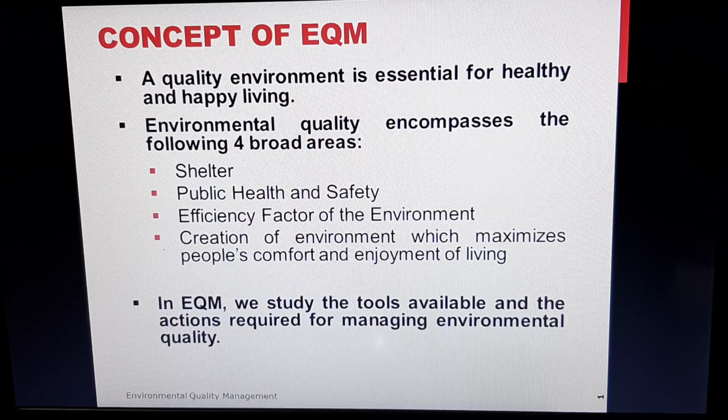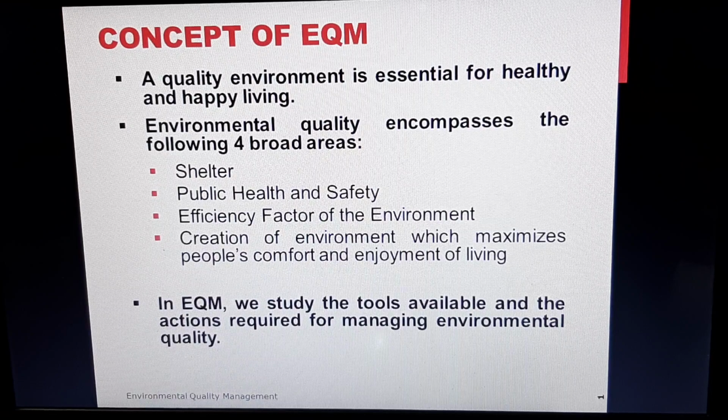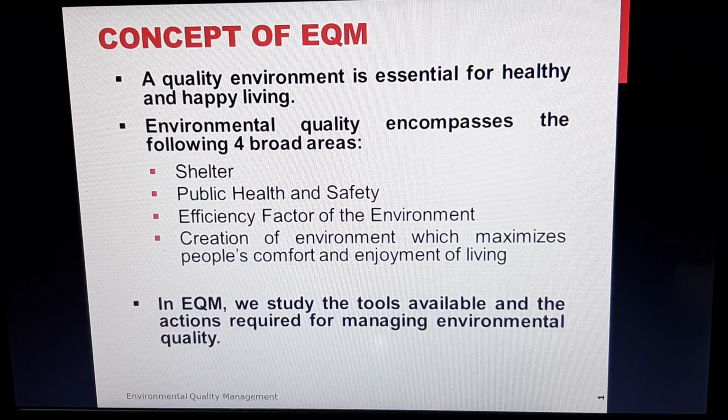These days, we are fighting a pandemic called COVID-19. So, public health and safety is all about preventing such diseases so that the citizens enjoy a better quality of life. Then the efficiency factor of the environment, which facilitates various human activities and movement, which also comprises the logistics, the public transport system, etc.